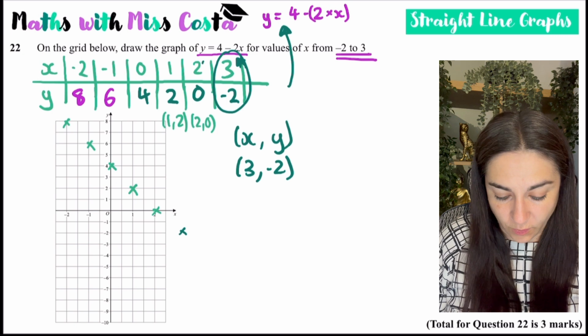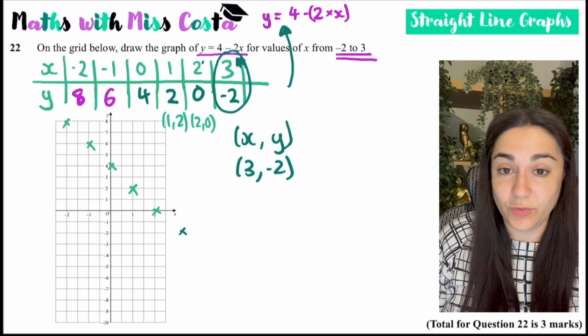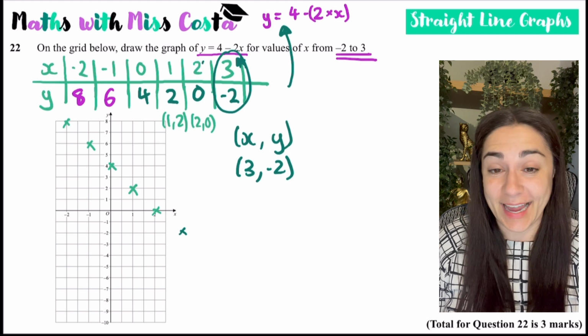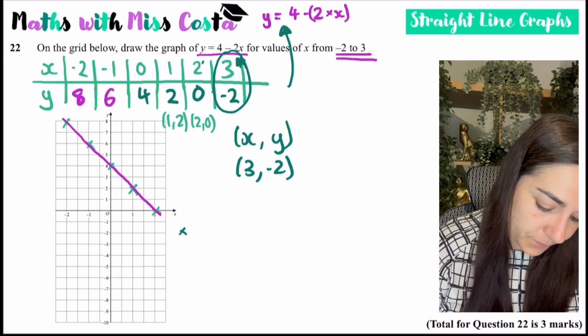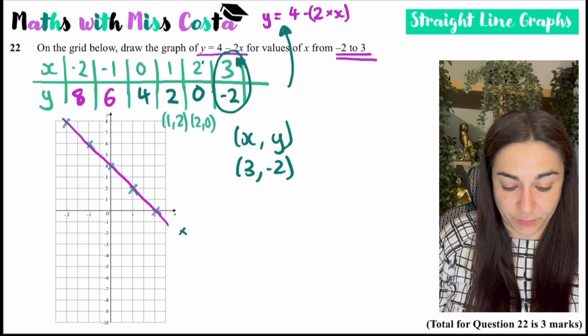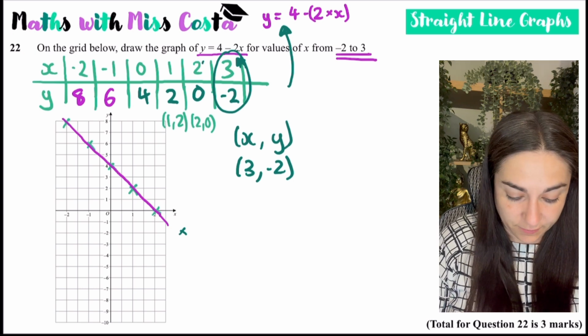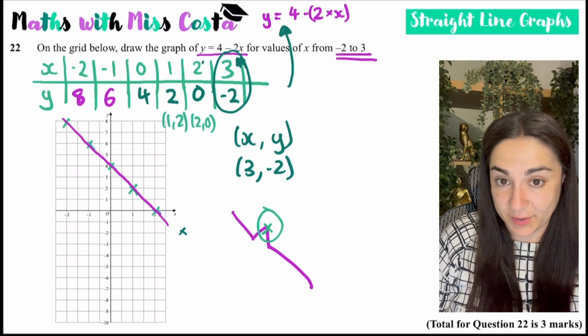So you've got all of your points drawn, and then you need to join them together. The amount of people that miss this out is unbelievable, but you need to join them together to form a straight line. And that's what you do. If, for example, your line looks like this, you know that this coordinate you would have calculated wrong.